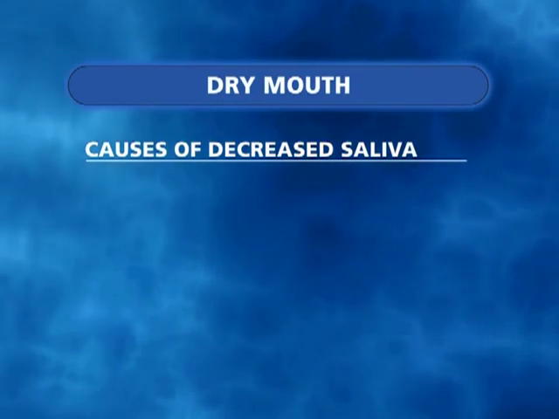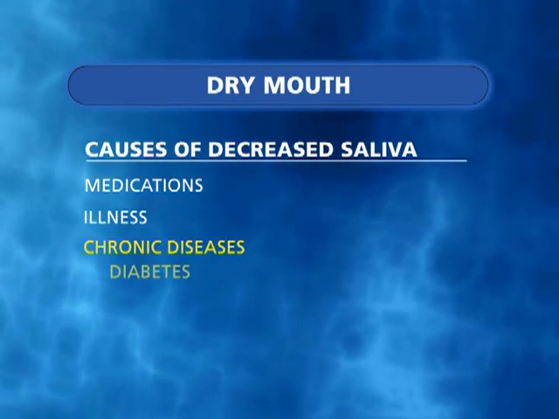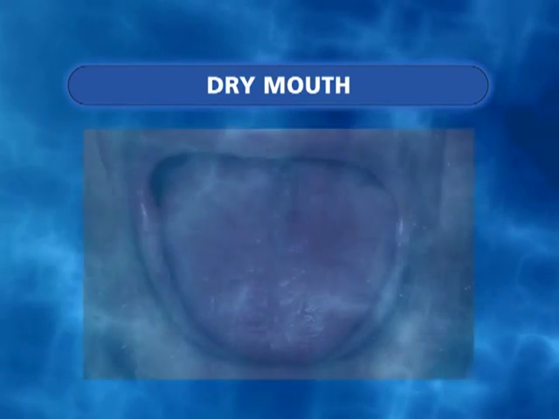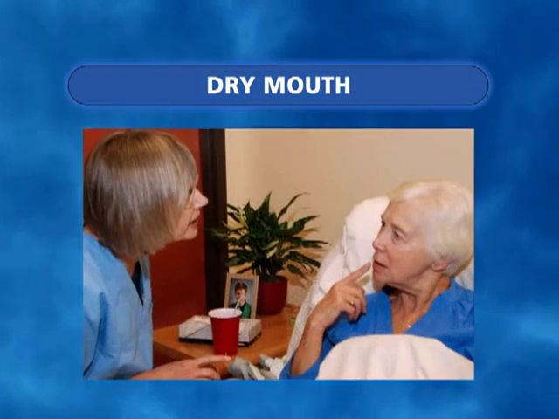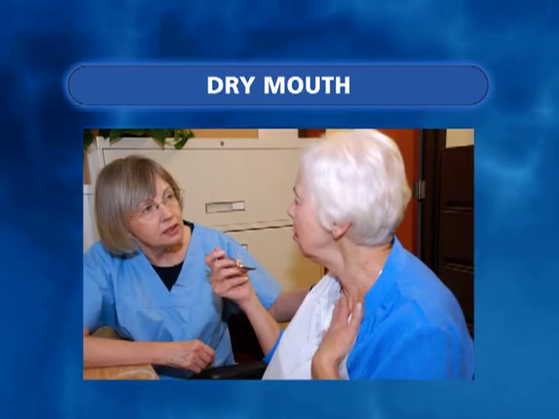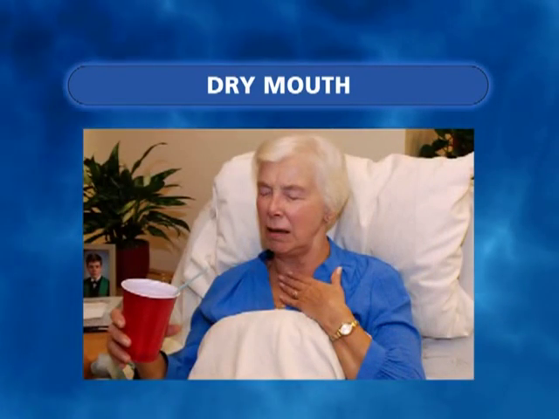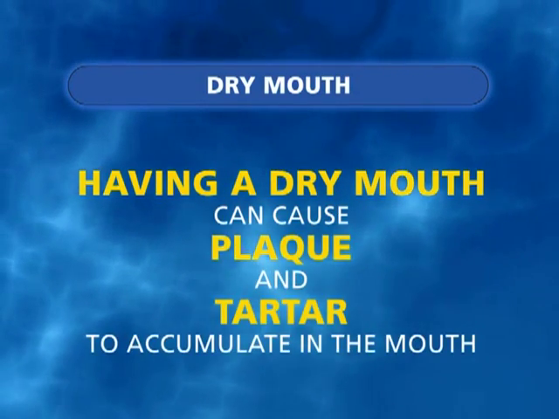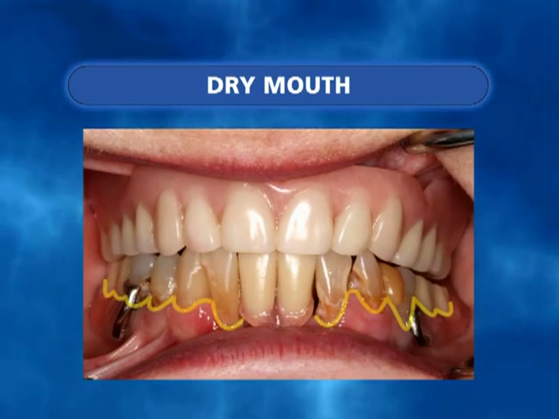Decreased saliva flow can be caused by medications, illness, chronic diseases such as diabetes and hypothyroidism, or from cancer therapy. Residents with a dry mouth may find that their tongue sticks to their palate, and they may have trouble speaking, chewing food, or swallowing. They will be thirsty and will probably lick their lips frequently and complain of a burning or sore mouth. Having a dry mouth can cause plaque and tartar to accumulate in the mouth. This increases the risk of dental decay, particularly along the gum line.